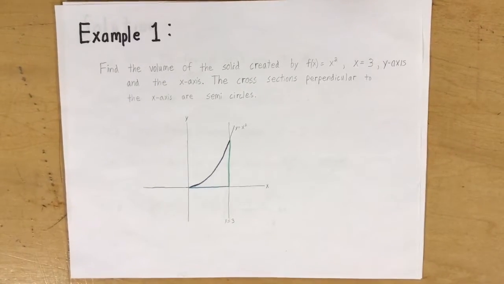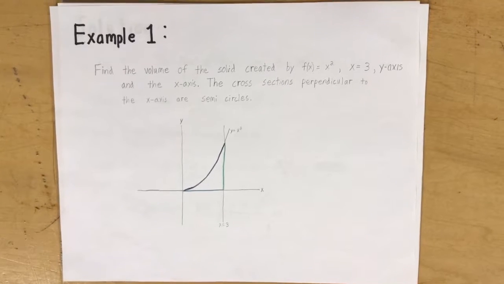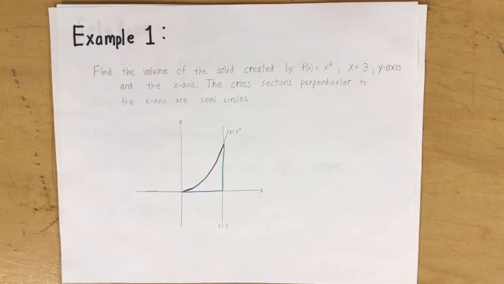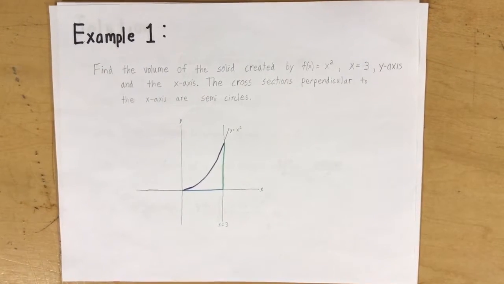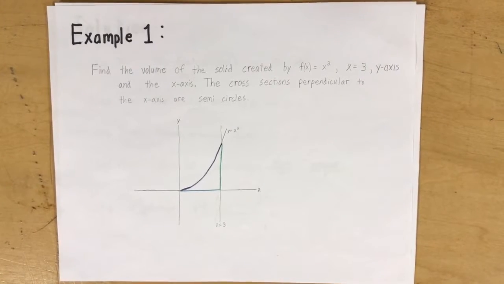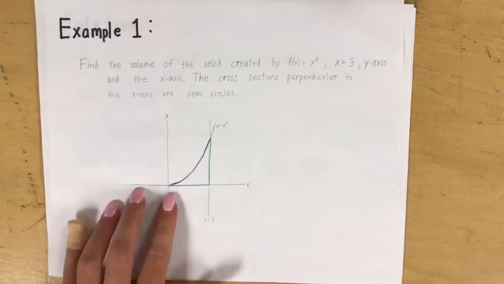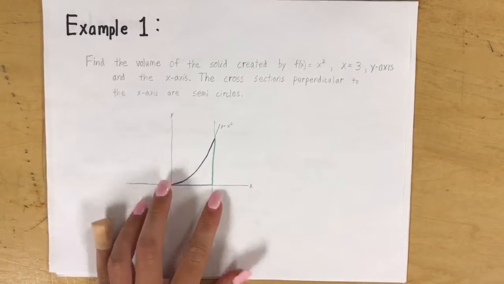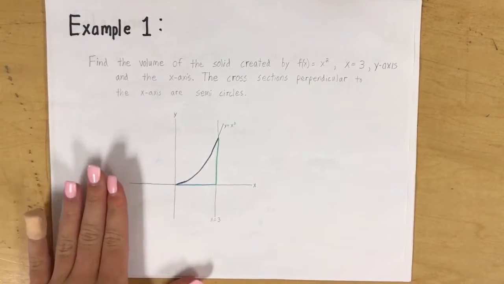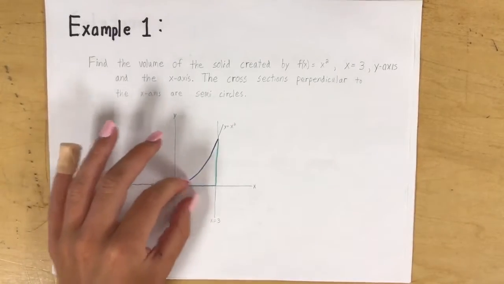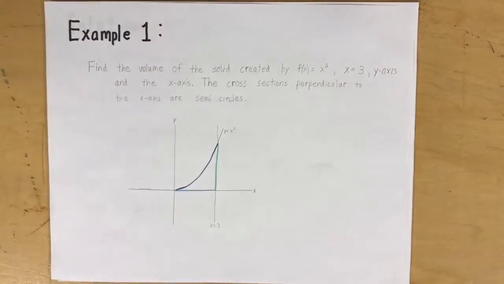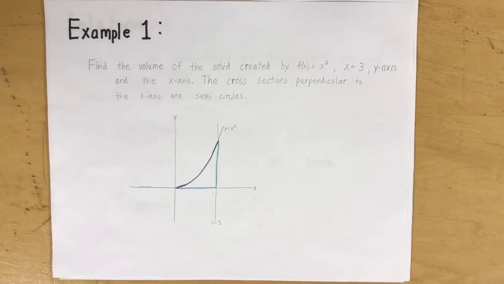The first example, find the volume of the solid created by f of x equals x squared, x equals 3, the y-axis and the x-axis. The cross-sections perpendicular to the x-axis are semicircles. The bounds for the integral will be x equals 0 and x equals 3. The base of the solid will be the figure created by the bounds here. The 3D figure will be semicircles, which are infinite.